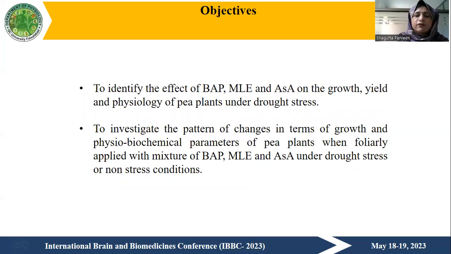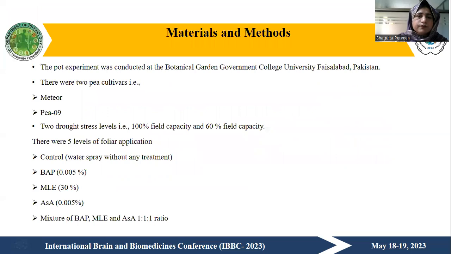to investigate the pattern of changes in terms of growth and physiological and biochemical parameters of pea plants when foliarly applied with a mixture of BAP, MLE, and ascorbic acid under drought stress or non-stress conditions.